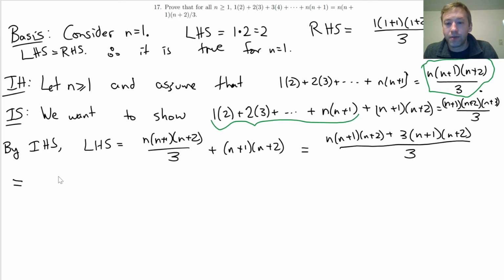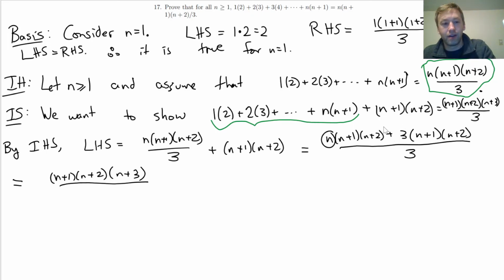So both terms have a common n plus 1 and an n plus 2. We can pull out from both of them. And then you're left with an n plus 3, because an n from here and a 3 from there. It's all divided by 3. But now look, this is exactly what we wanted to prove. So this is equal to the right-hand side.